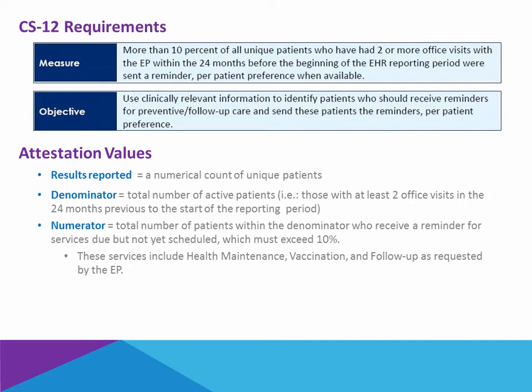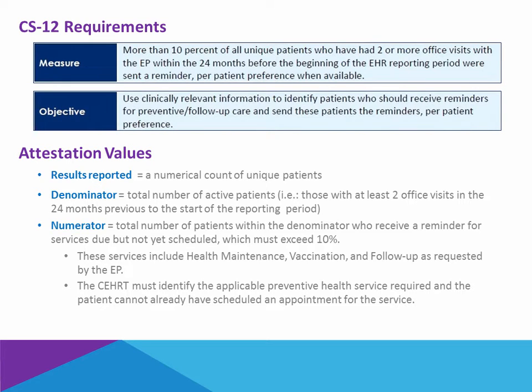Now, these preventive services can include health maintenance, vaccination, as well as scheduled follow-ups. The electronic health record technology needs to identify that these services are required and at the same time verify that the patient doesn't already have a scheduled appointment. Now, within Prognosis, these counts are by health maintenance, by the assessment follow-up, and by the vaccination.